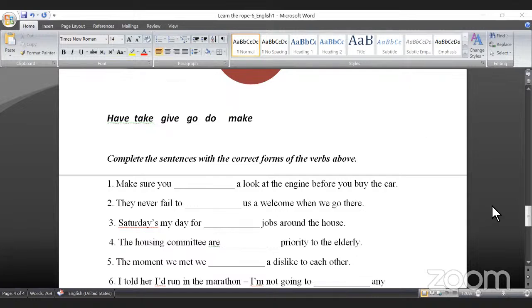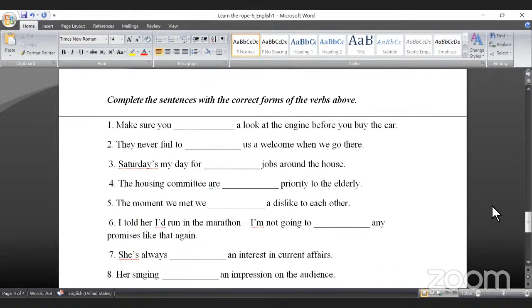Then the next one. I told her I'd run in the marathon. I'm not going to dash any promises like that again. I'm not going to make any promises like that again. Make any promises, right?